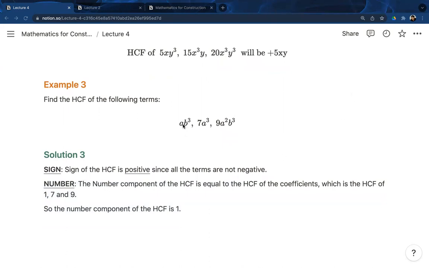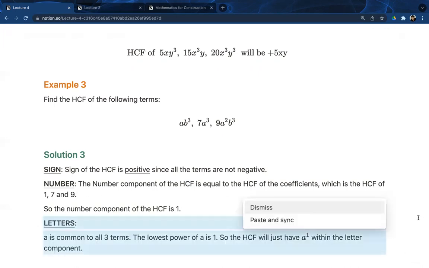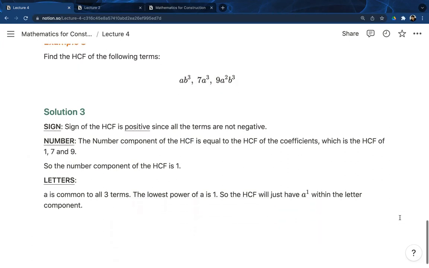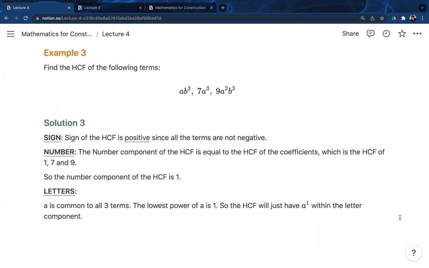A is here, here, and here. So A is common, right? Is B common to all 3 terms? No, the middle term doesn't have B. So B could not be in the HCF, okay?